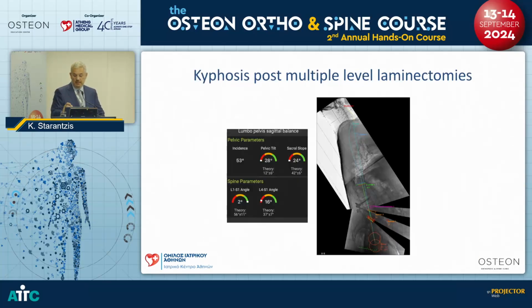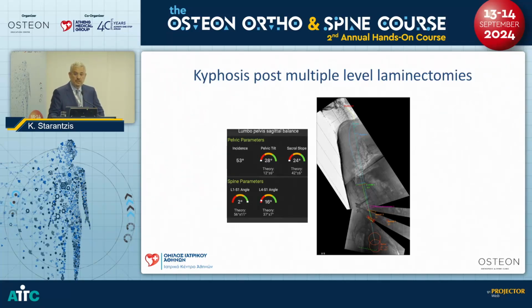So you need the pre-op plan. I will help you with the pre-op plan. So these are the parameters. L4S1, 16 degrees. Should be 37 plus or minus 7. You miss at least 20 degrees of lumbar lordosis. Most of it should be at the L4S1. Yes, 20 degrees. And the total lumbar lordosis is 2 degrees. Should be something between 45 and 65.